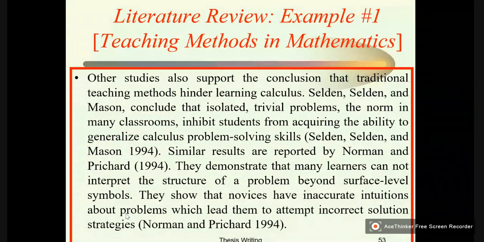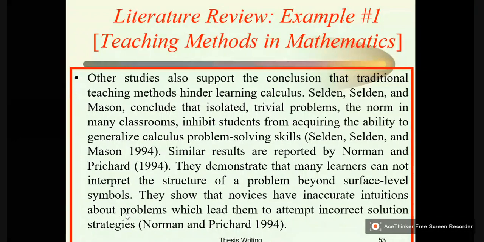Selden and Mason, that is what they have written, conclude that isolated trivial problems, the norm in many classrooms, inhibit students from acquiring the ability to generalize calculus problem-solving skills. Similar results are reported by Norman and Picard. They demonstrate that, see how they have taken one point and then what has been studied by one group, another group, and how they are interlinked.